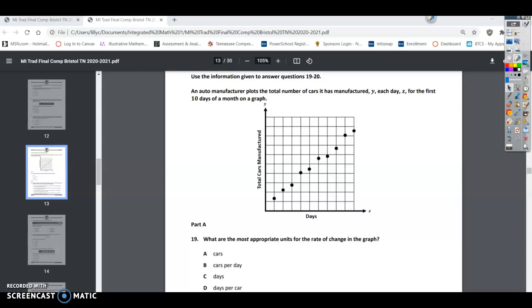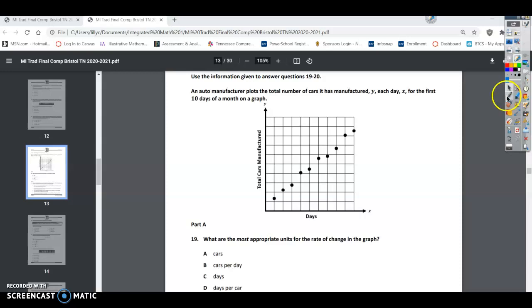All right, Math 1, your final benchmark, number 19. Use the information given to answer questions 19 and 20. An auto manufacturer plots the total number of cars that it has manufactured Y each day X for the first 10 days of the month on the graph. All right, so it's telling you this is the first 10 days of the month, okay? So what are the most appropriate units for the rate of change in the graph?